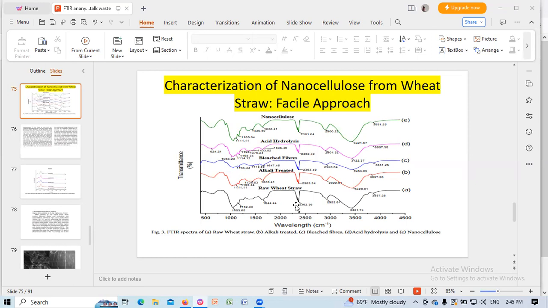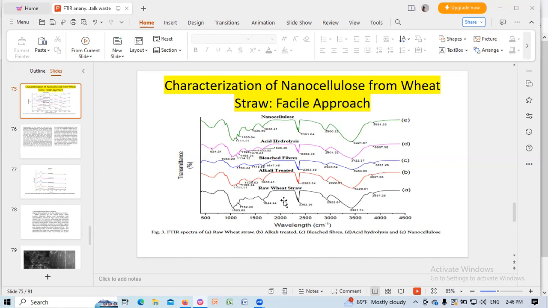1430, 1050, and 1638.4 per cm. The extracted nanocellulose shows stretching and bending vibration of OH, CH, CO, and CH2 vibration of cellulose.